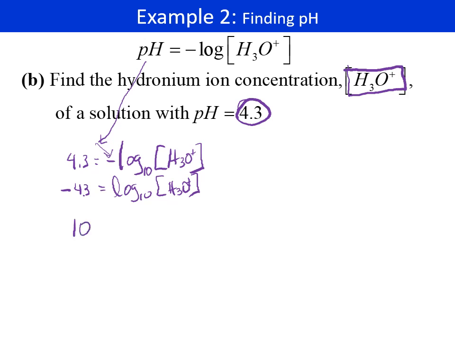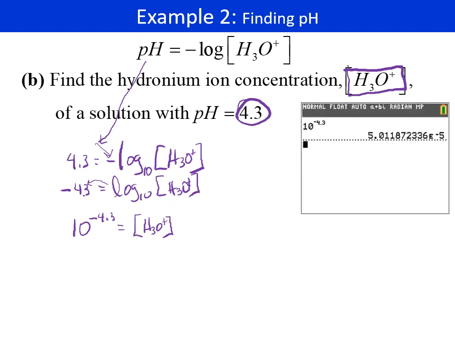Here's the base. The logarithm is the exponent. And then here's what's left, which is what we're trying to solve for. So we need to do the 10 to the negative 4.3. On our calculator, 10 to the negative 4.3 looks like this. Notice how we have this E at the end. In scientific notation, that's 5.012 times 10 to the negative 5.